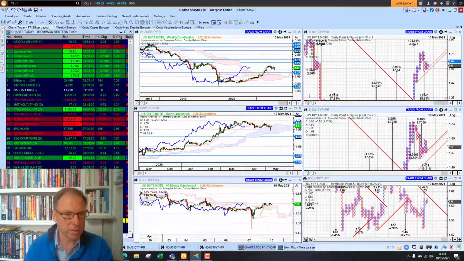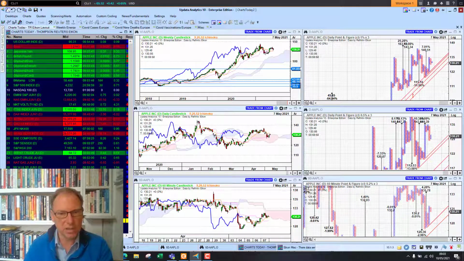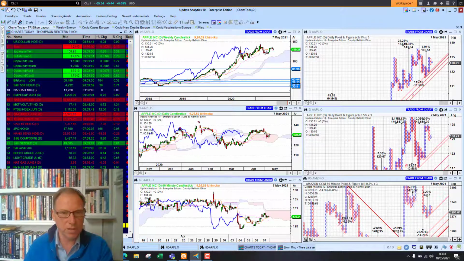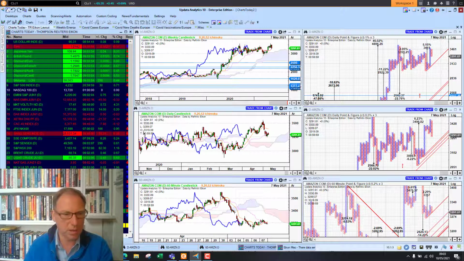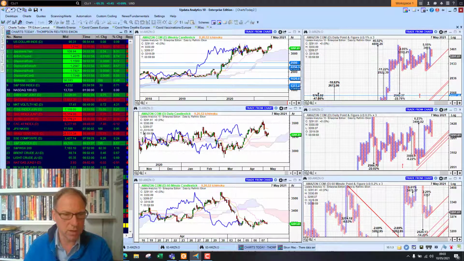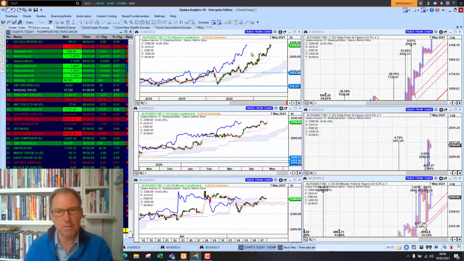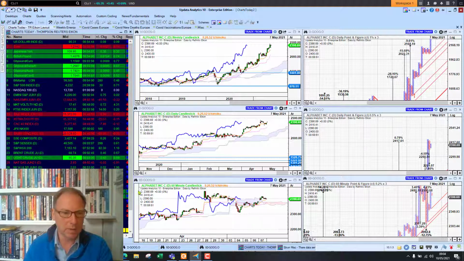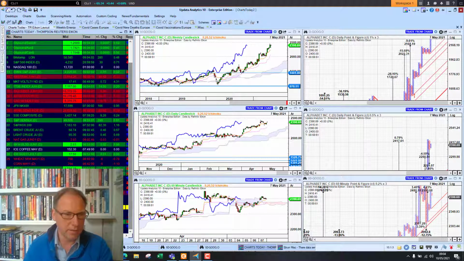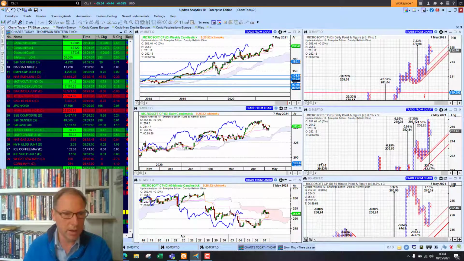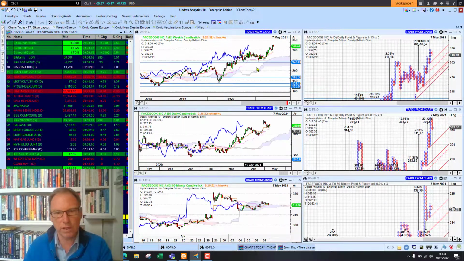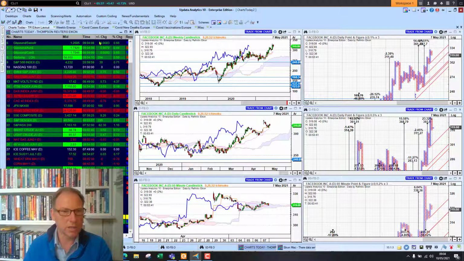Just a quick look at some of these tech majors. Apple just struggling to make new highs, short-term bullish. Amazon had amazing results, but again just struggling to break out, short-term bearish. Alphabet's a standout, that's looking better than most. And if we look at Microsoft, short-term bearish there as well, and Facebook also just struggling to push higher as well, so that's quite key.